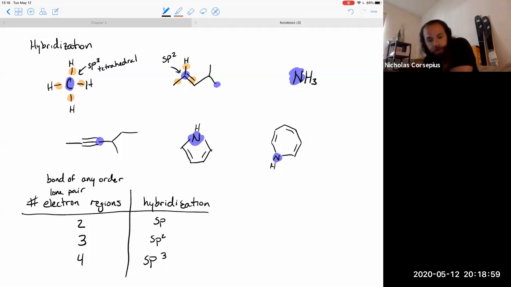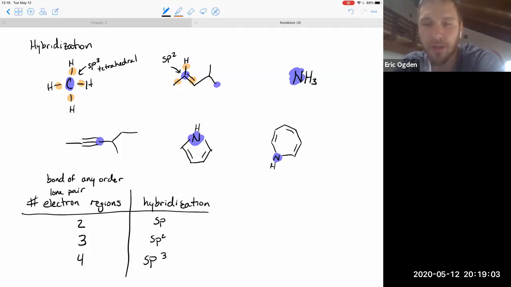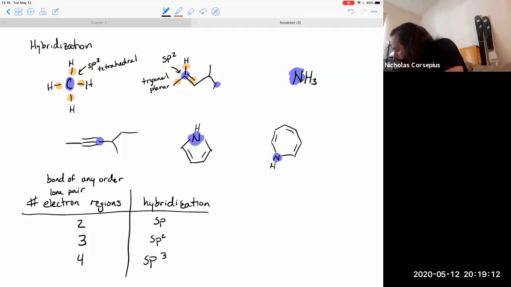What is the geometry associated with sp2 hybridization? Trigonal planar. Nice, yeah. Okay, and then this guy here, we'll just go quickly. This one actually has 3 hydrogens that weren't explicitly drawn. So 1, 2, 3, 4 electron regions. So this one's sp3 and tetrahedral.